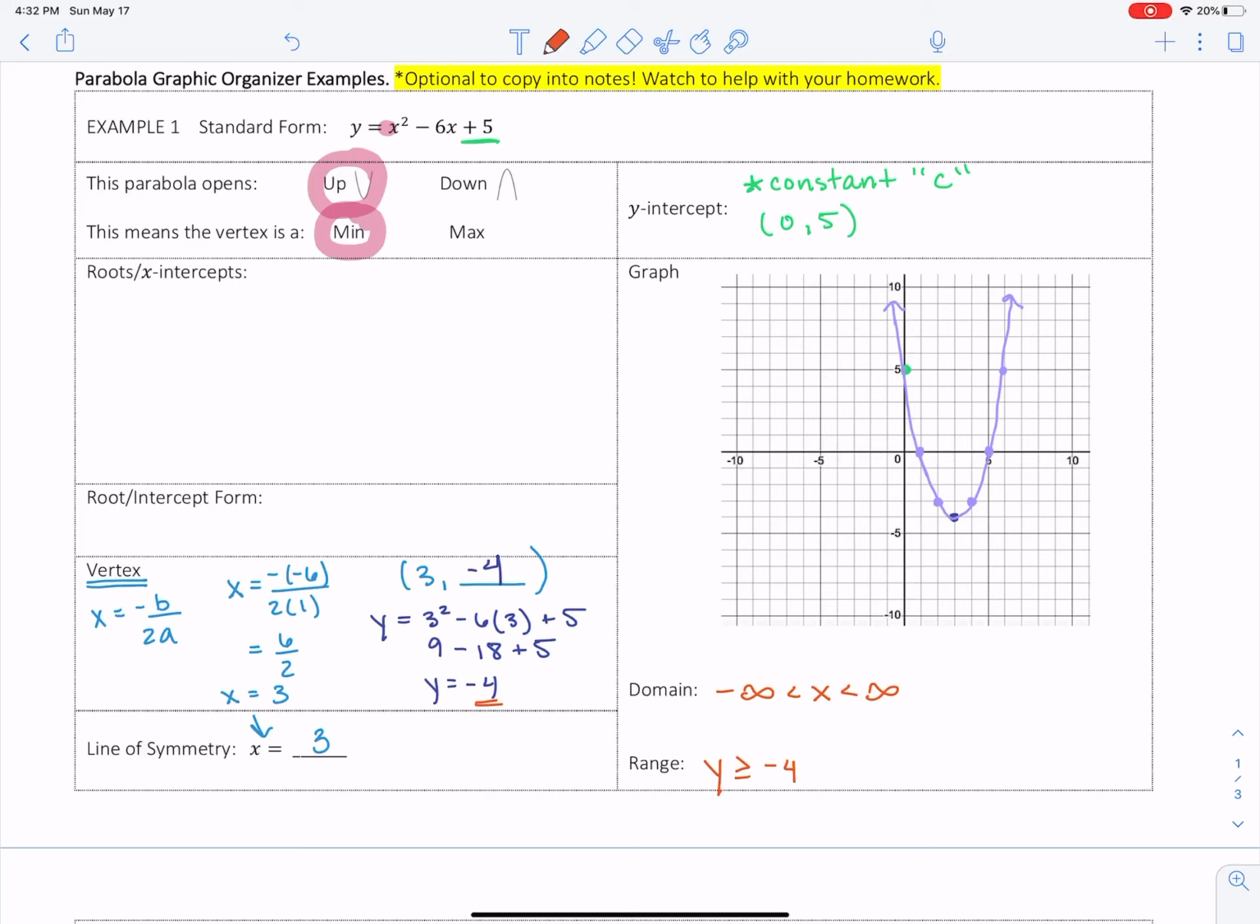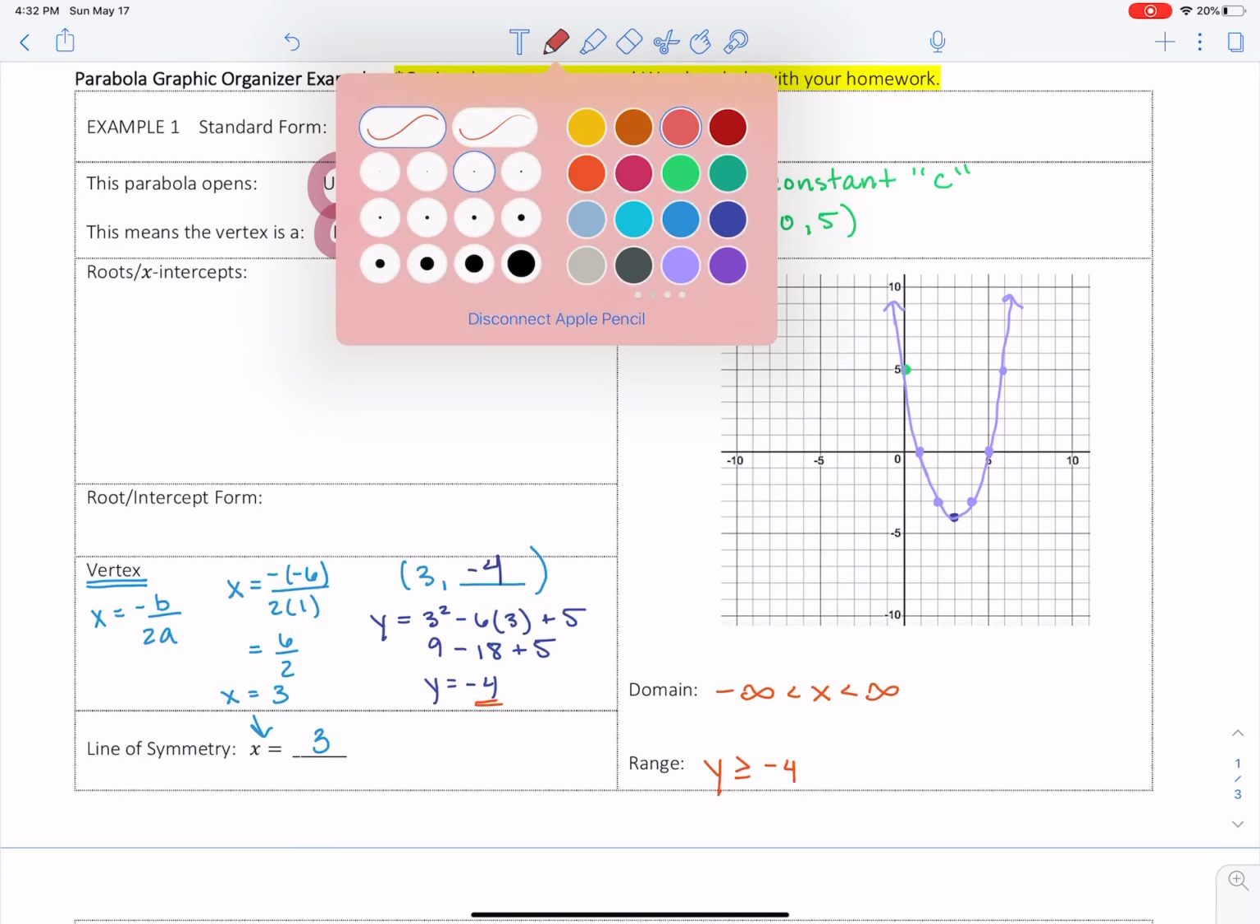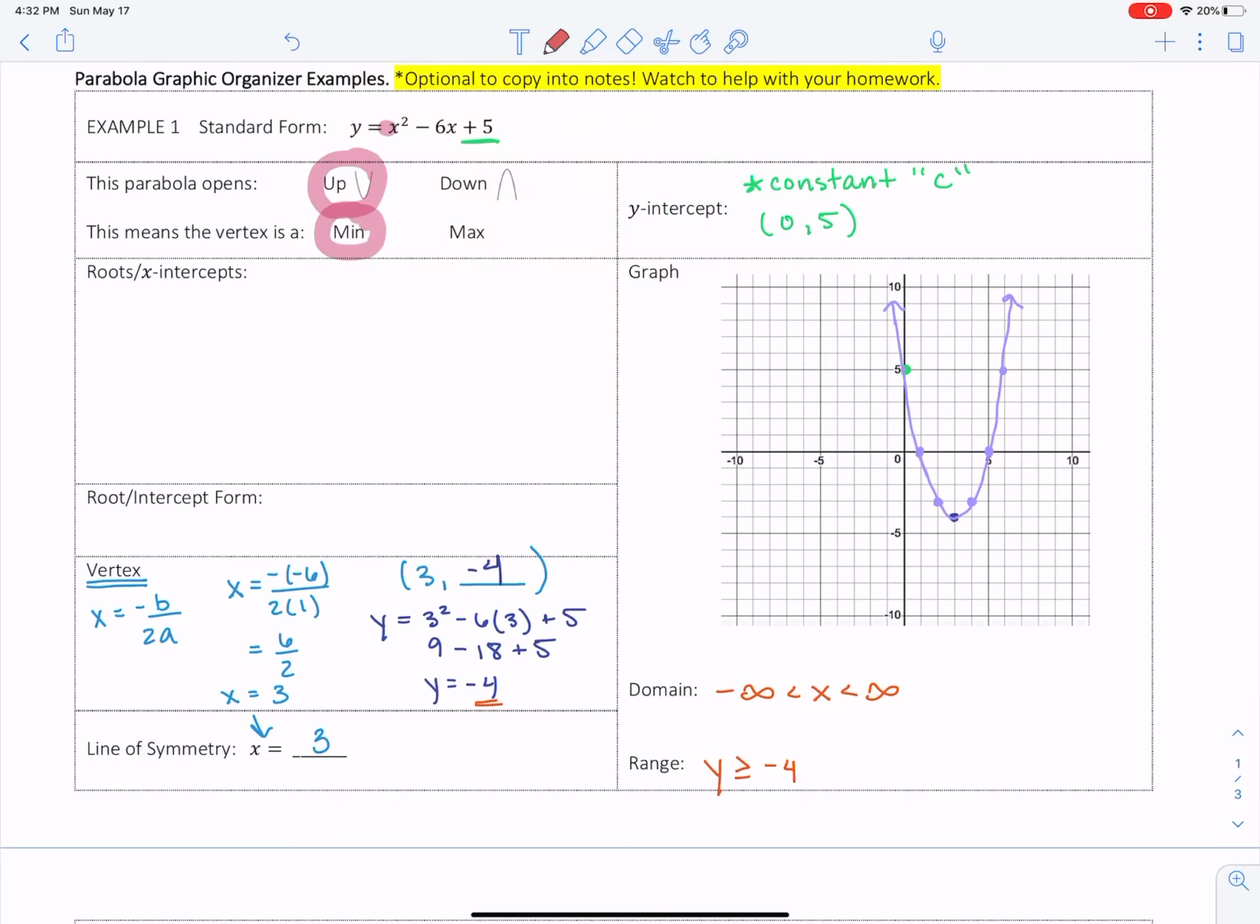Now my very last thing is my roots. So let's do roots in this peach color here. Now you can go ahead and look at your graph here, but I'm going to give you a heads up that sometimes they're not clear points. So what we need to do is solve for it. So 0 is equal to x squared minus 6x plus 5.